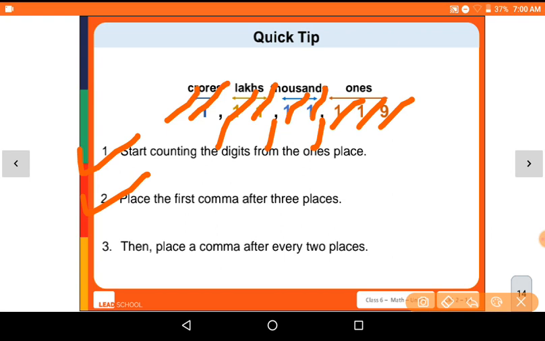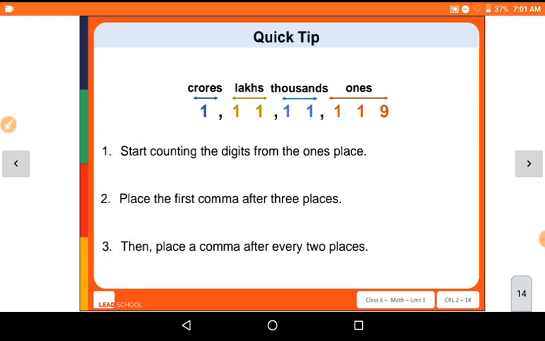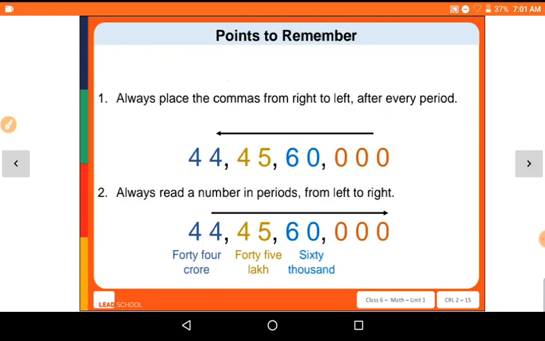समझ में आ रहा है ना कि हम स्टार्ट करेंगे वंस प्लेस से। वंस प्लेस में पहली चीज, place the first comma after three digits, three places. Then after that place a comma after every two places. So these are the three easy, quick tips to put a comma between each period. Is it clear now? Okay, so let us move on to the other points to remember over here. Always place the commas from right to left after every period.